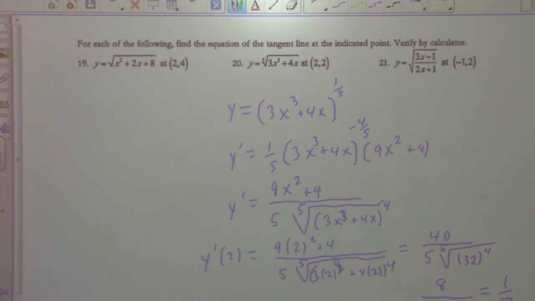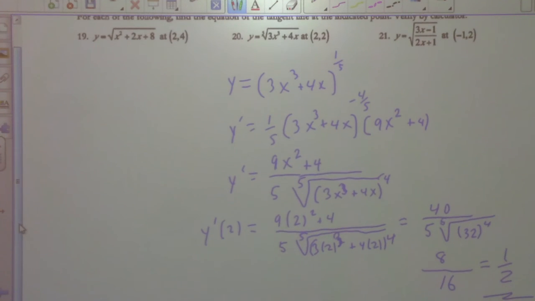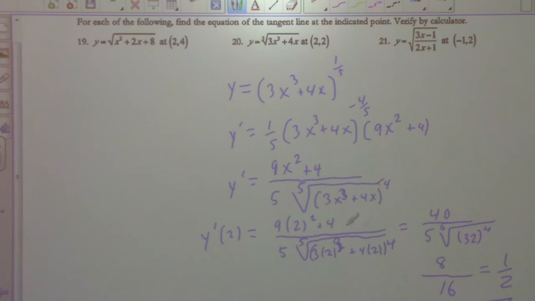So a lot of simplification going in there. One thing that's easy to forget when you work out something that's long like that is to remember what you're being asked here. So we have y minus 2 equals 1/2 times x minus 2. Did anybody check that in the calculator? I did. That's what you got? Looks good. Okay, very good.